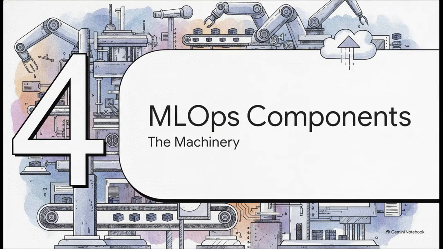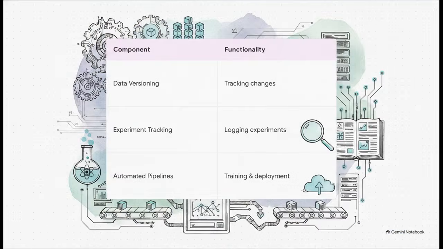Once that foundation is set, we get to part four, the essential MLOps components. The actual machinery. This is where MLOps uses specific tools to automate the workflow, which brings down operational costs and actually frees up your team to do what they do best, innovate.